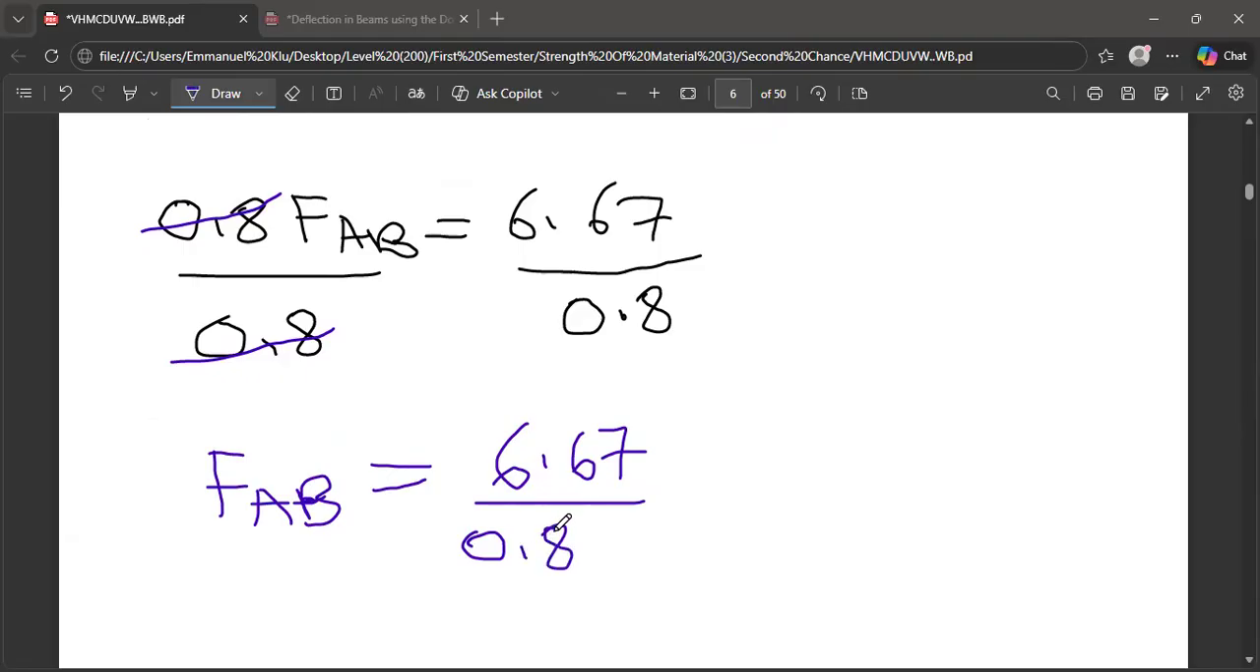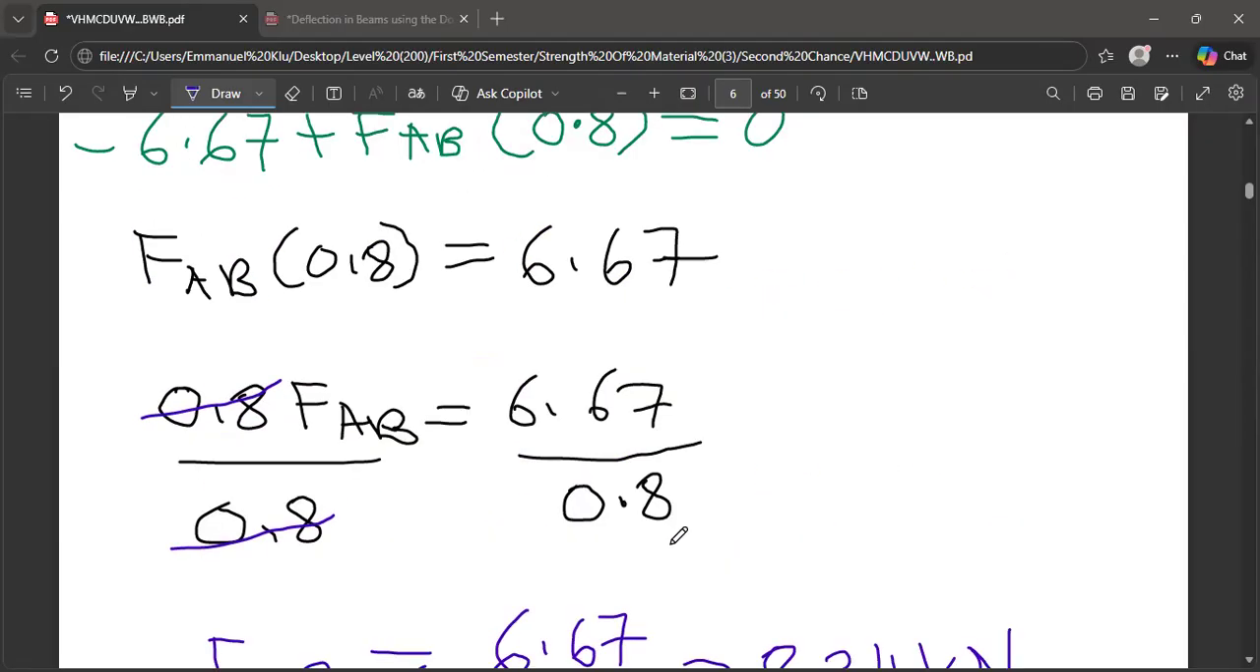Yes. So let's all do it together. 6.67 all over 0.8. And what are you going to get? You're going to get 8.3375. So let's simplify by writing the answer to two decimal places, 8.34 kilonewton.